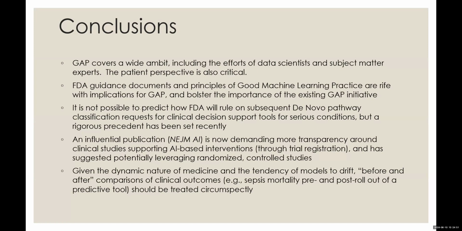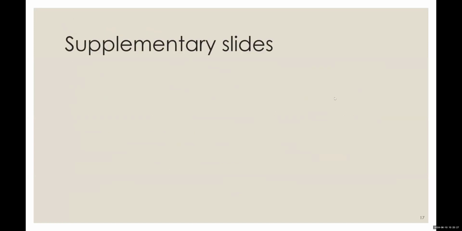It isn't possible to predict how FDA is going to rule on subsequent de novo pathway classification requests, but a rigorous precedent has been set recently, and an influential publication is now demanding more transparency around studies supporting AI-based interventions. So I'll just end here by saying that given the dynamic nature of medicine and the tendency of models to drift, before and after comparisons of clinical outcomes may not be adequate here. And perhaps we can talk more about this at the end. But I'll stop there and turn the mic over to the next speaker.